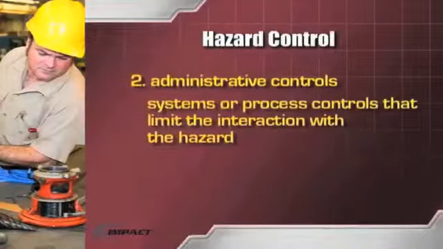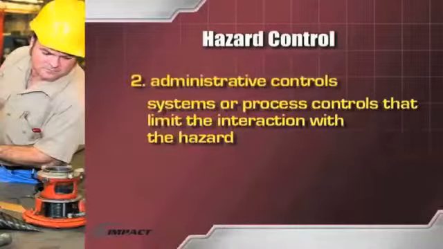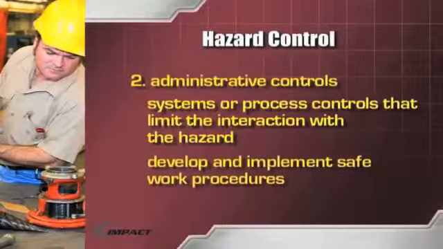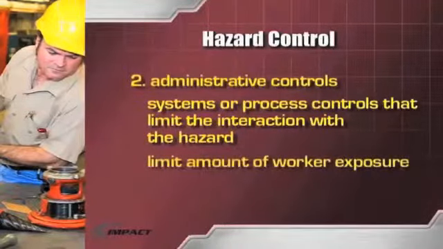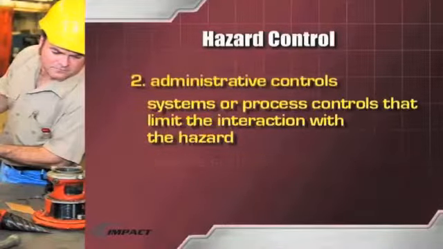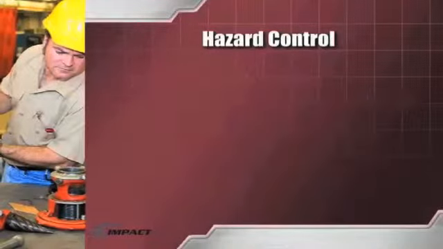2. Administrative controls. Administrative controls are systems or process controls that limit the interaction with the hazard. Examples of administrative controls are developing or implementing safe work procedures, limiting the amount of worker exposure, providing sufficient worker training, and providing supervision, including using a watch person for critical tasks.